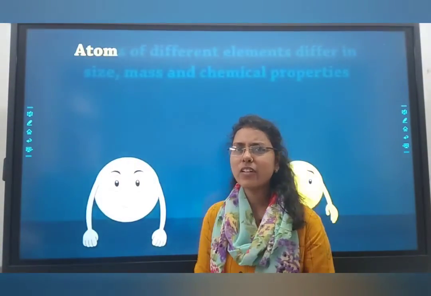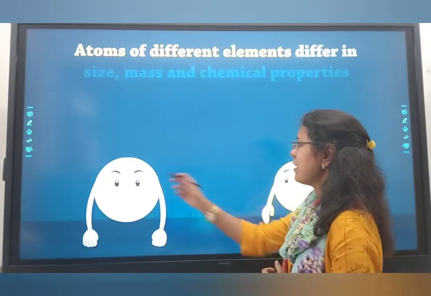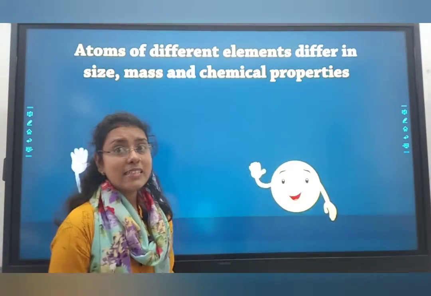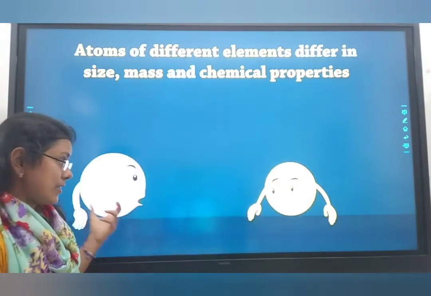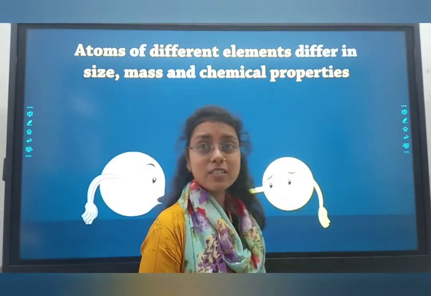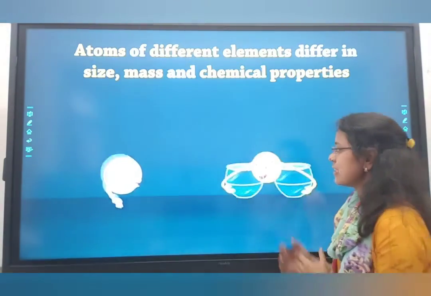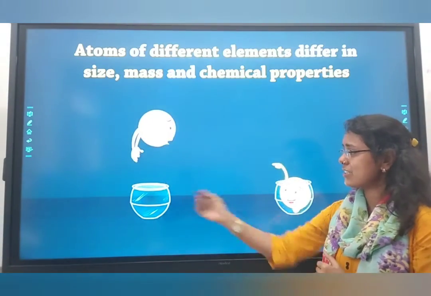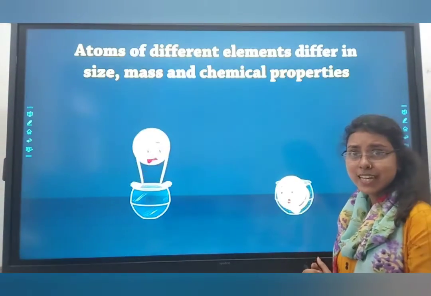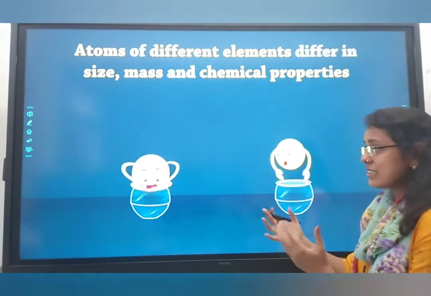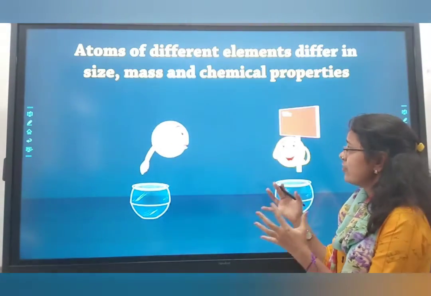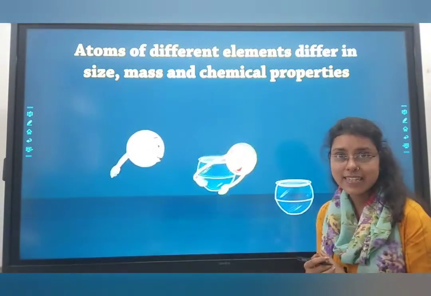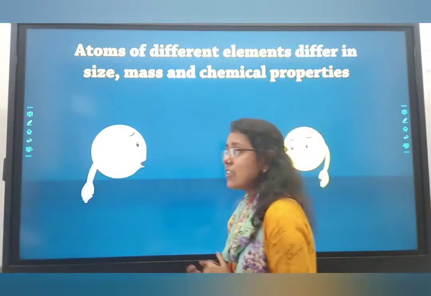So now let's check different elements. Take one as iron and the other as sulfur. Now let's see whether they have similar size, shape and characteristics or not. So let's measure the size. Here sulfur says, let's see your volume or your size. So the size of an iron atom is greater than sulfur. So here we see that different elements have different sizes. This is the conclusion.